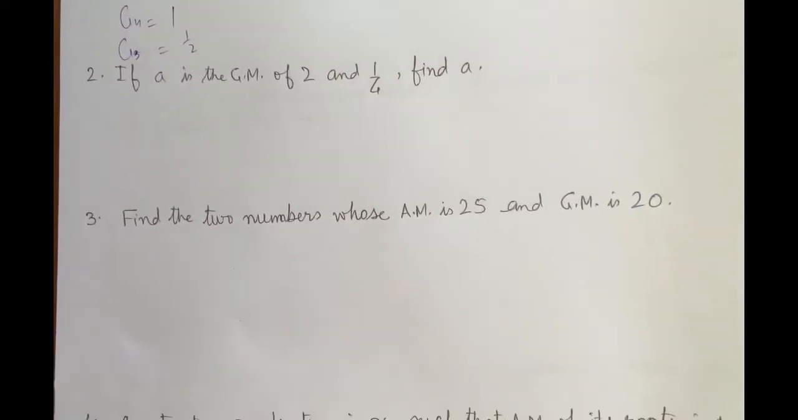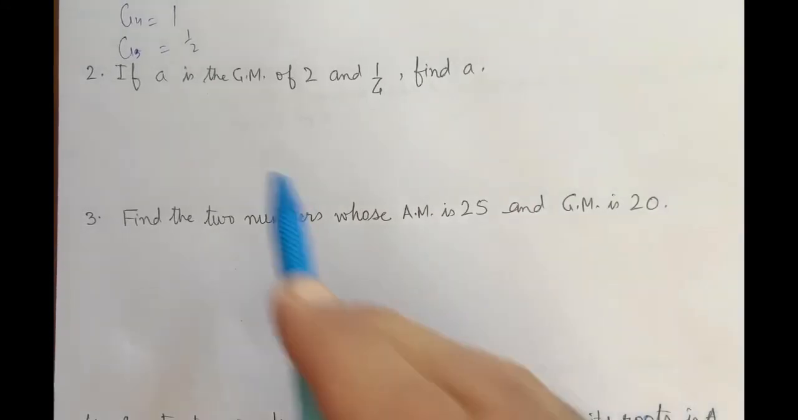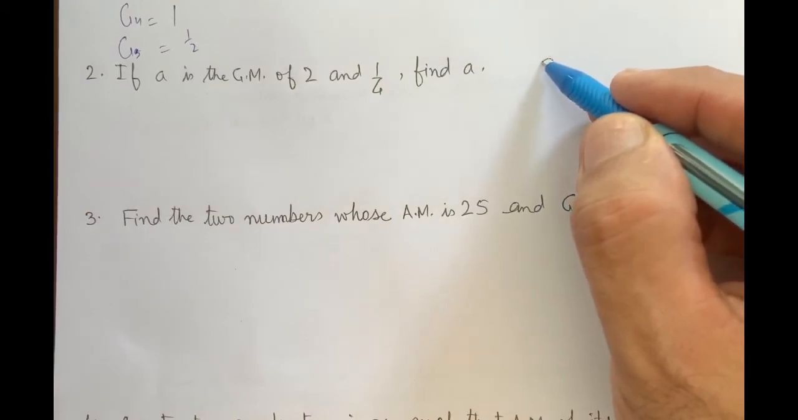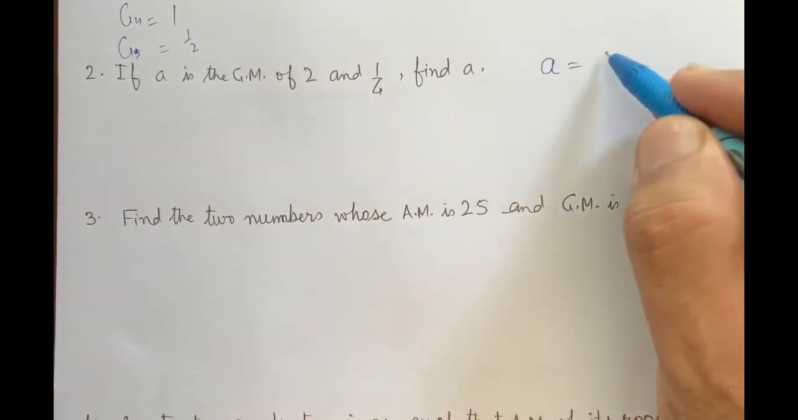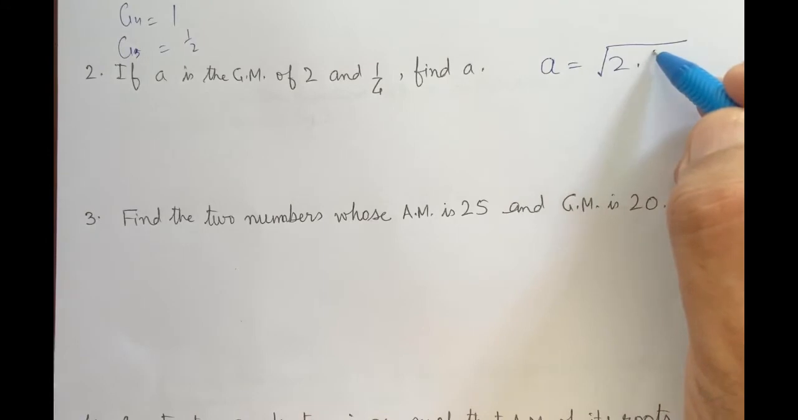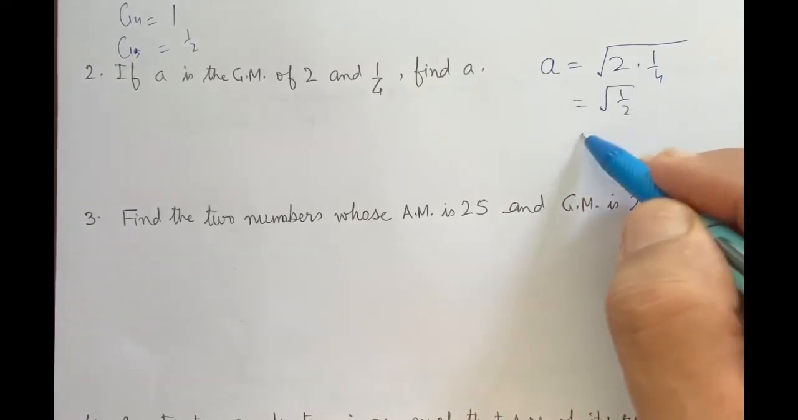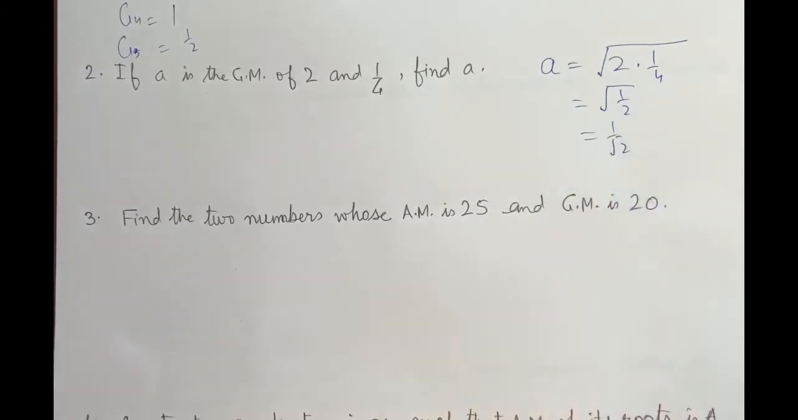The next one, we are given a is the geometric mean of 2 and 1 by 4. So a is the geometric mean of 2 and 1 by 4 means a is equal to square root of 2 into 1 by 4. That is square root of 1 by 2 or 1 by root 2. This is the value of a.